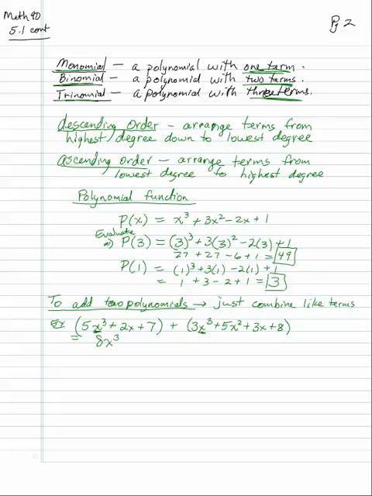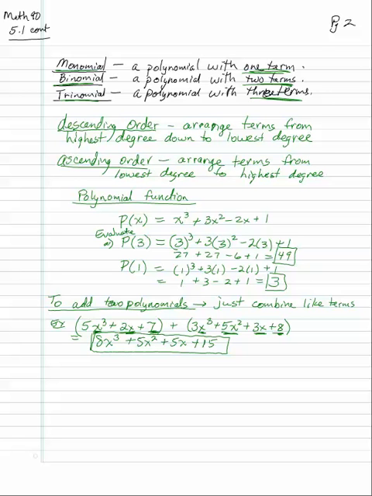x cubed. x squared's, so that would be plus 5x squared. x's, plus 2 plus 3 is plus 5x. And then the constants, 7 and 8 is 15. And then you have it in descending order. And that's a good habit to do too, because that way you don't miss anything. Alright, so combine like terms.